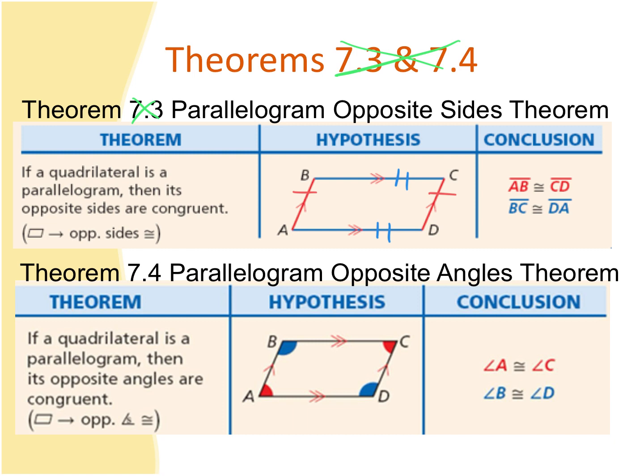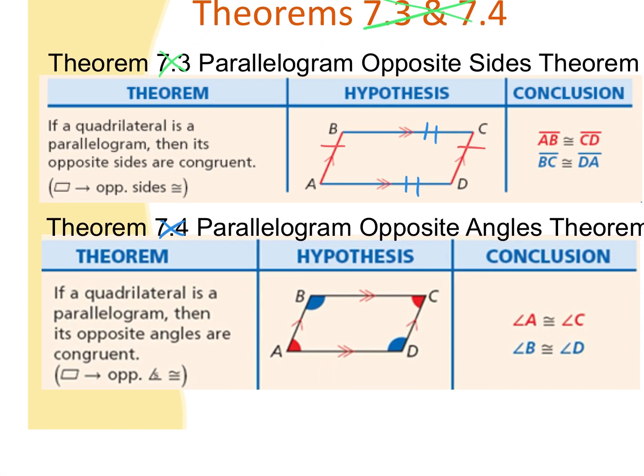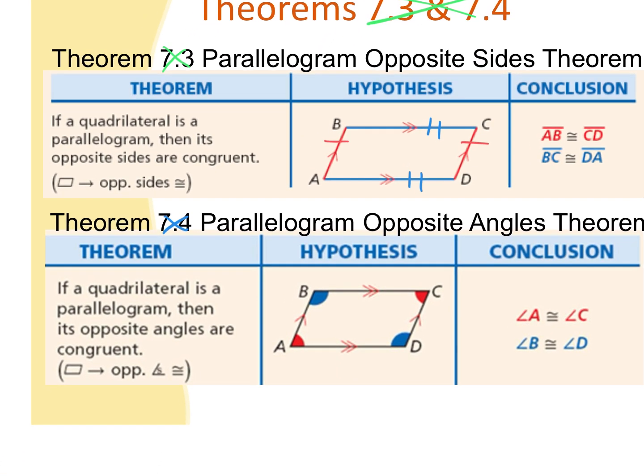Then the next theorem is called the parallelogram opposite angles theorem. And this one states that if a quadrilateral is a parallelogram, then its opposite angles are congruent. And notice it's color-coded for us. We can see that angle A, which is directly opposite to it, is angle C. These two angles are congruent if it's a parallelogram. And then the same for B and D. So these are officially presented as theorems, but they're also properties of a parallelogram.